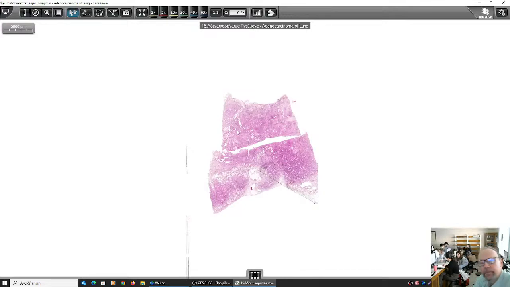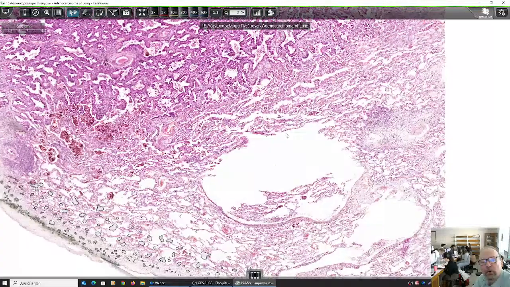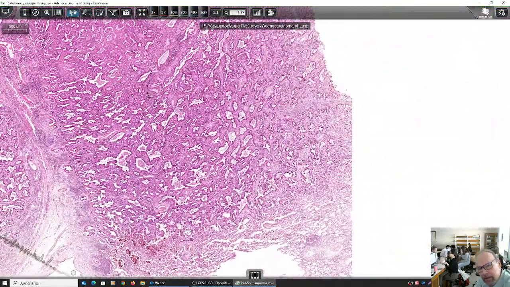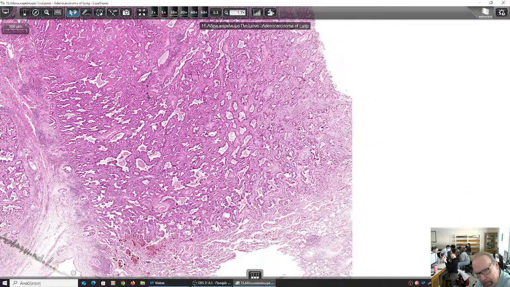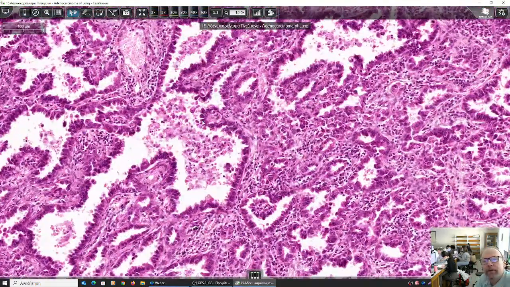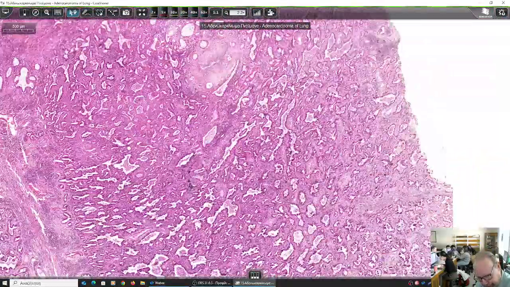Adenocarcinoma of lung. So, pay attention, please. So, what do we see here? What part of the lung parenchyma is this? Alveoli. Yes, these are somehow in shape, looking like alveoli. However, they are lined by atypical cells. So these are cancerous cells.